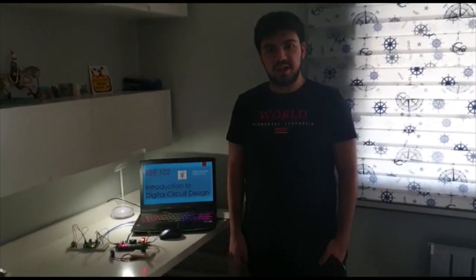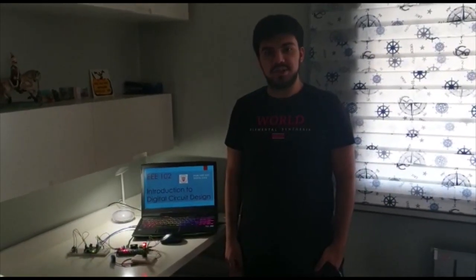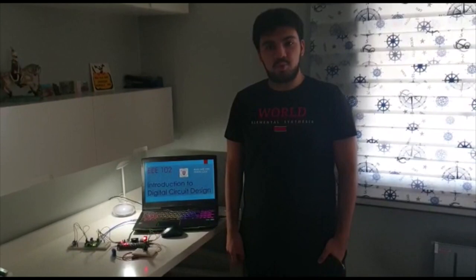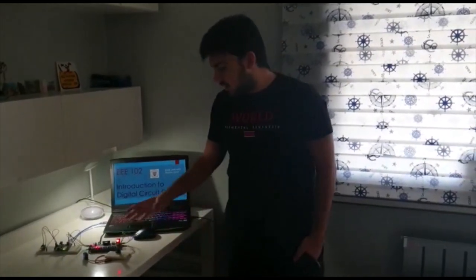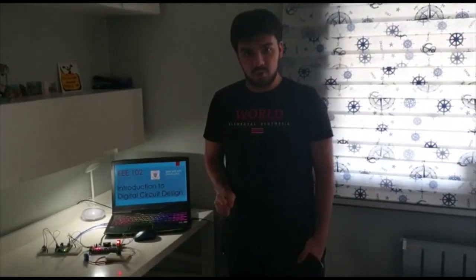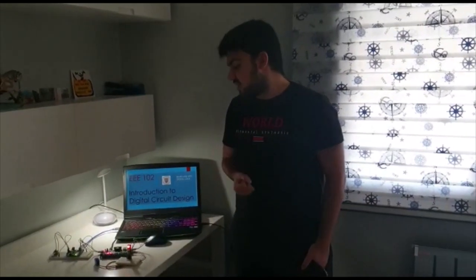I am a student at Bilkent University Electrical and Electronics Engineering Department. Today I present my EEE102 term project. It is a bank safe with a digital lock. My lock has two different security stages.